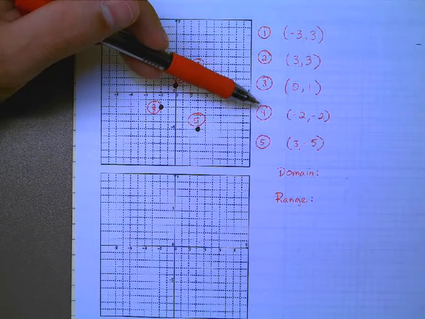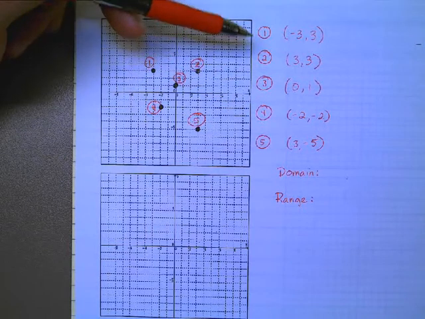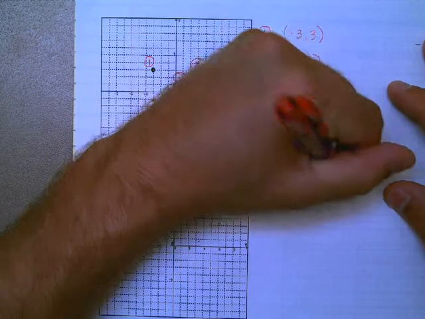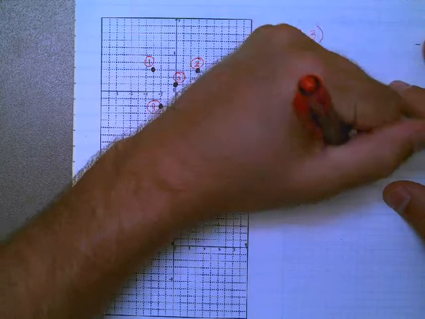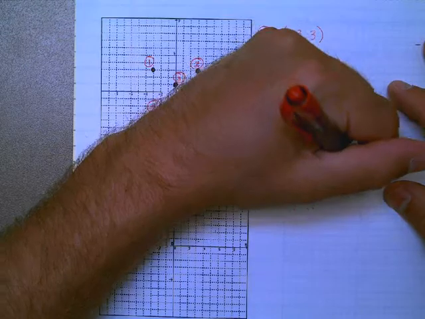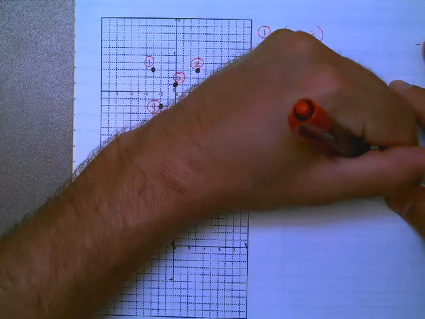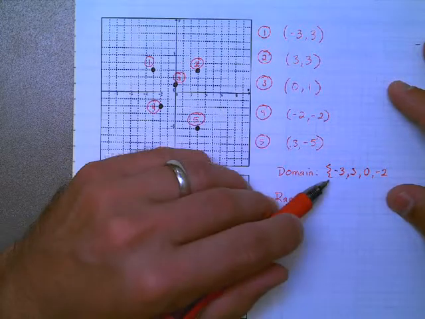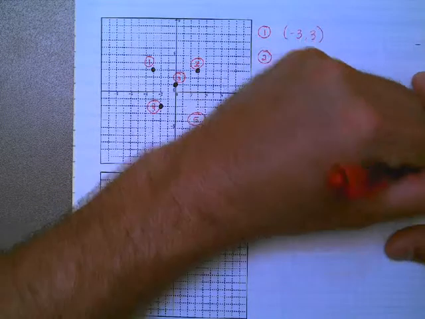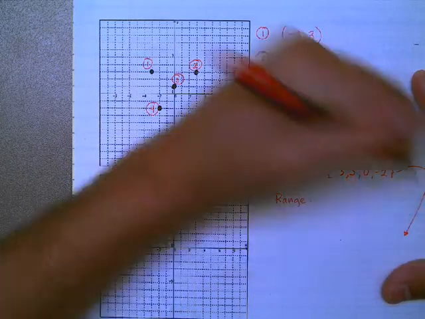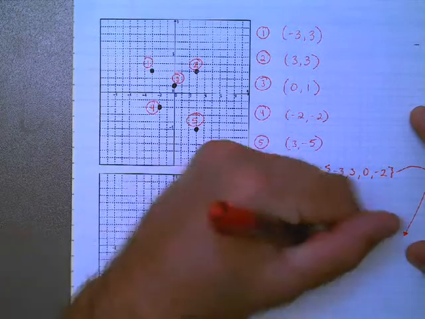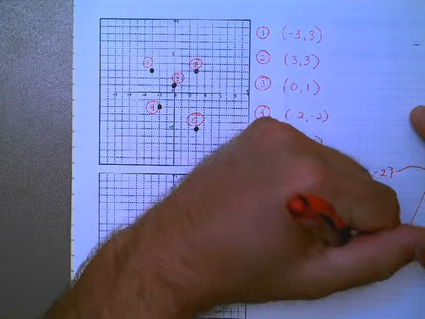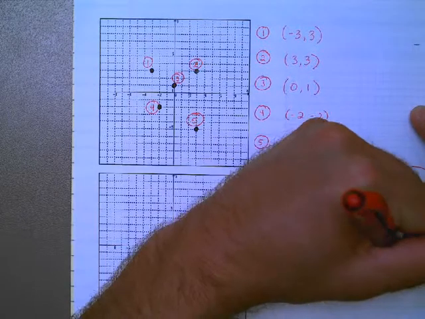All I have to do for the domain is list all of the unique x coordinates that I have. So I'm talking here, my domain is going to be -3, +3, 0, -2, and then I have +3 again, but that's a repeat, so I don't need to list it. Typically what you want to do, though, now that I have that, we're going to go through and make things nice and neat for your teacher, okay? And we're going to go through and do this again. This time we're going to list them in order from least to greatest. So the domain is -3, -2, 0, +3.